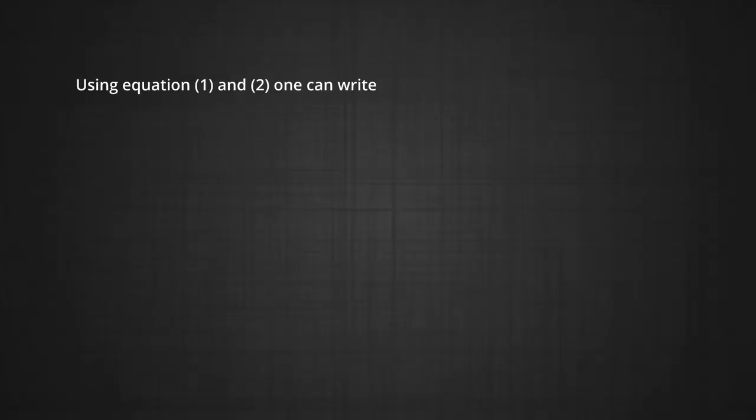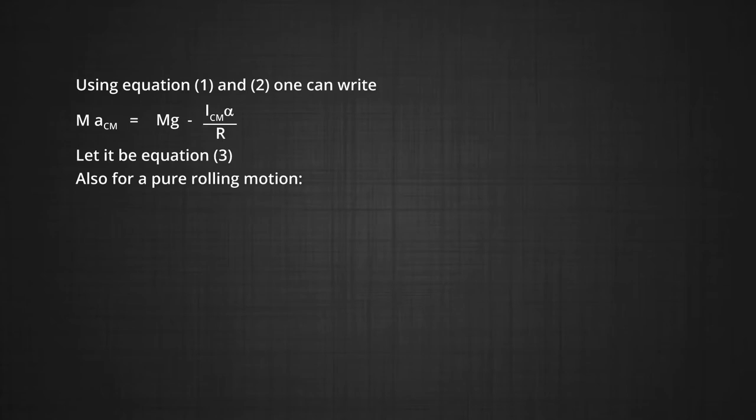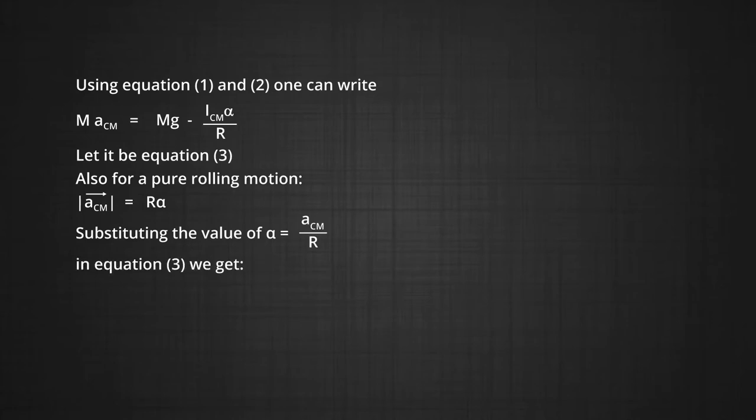Using equation 1 and 2, one can write m into ACM is equal to mg minus ICM alpha upon r. Let it be equation number 3. Also, for a pure rolling motion, ACM can be written as r alpha. This we have deduced from the conditions for pure rolling. Substituting the value of alpha as ACM upon r in equation number 3, we can get ACM is equal to m times r square into small g divided by mr square plus ICM.